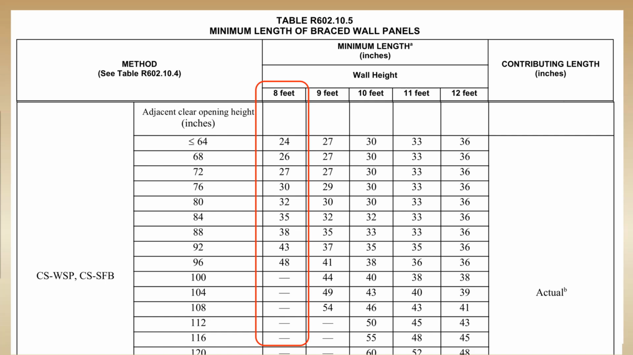Let's take a second to look at something interesting about this table. You'll notice that as we approach the 96 inches or 8-foot clear opening height, we get to that 48-inch minimum width required for CS-WSP. But for other wall heights, we're going to need larger widths. This is ensuring a minimum 2-to-1 wall aspect ratio for all the wall piers that we're counting.